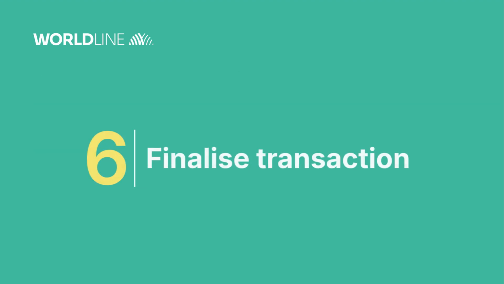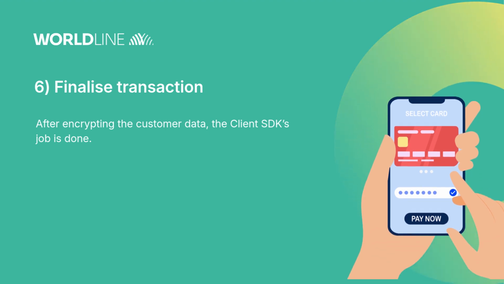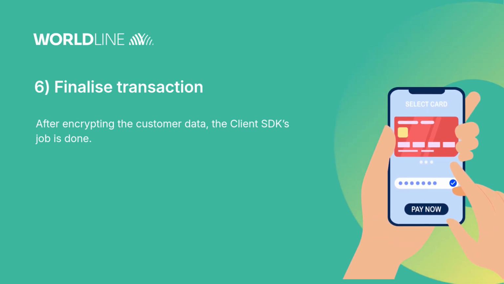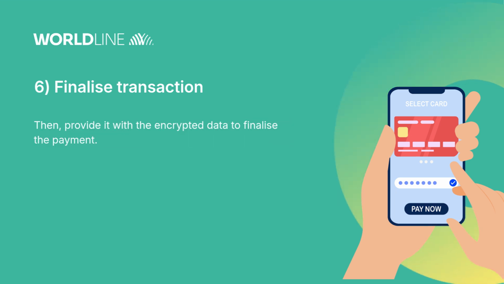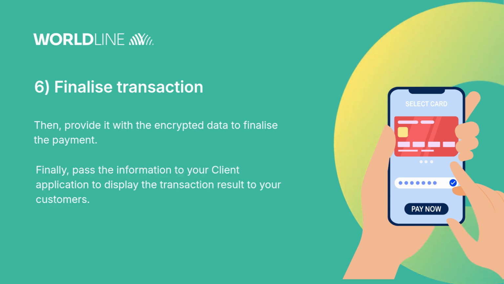Finalize transaction. After encrypting the customer data, the client SDK's job is done. Now send the encrypted object to your server and use it to make a create payment request with the server SDK. Then, provide it with the encrypted data to finalize the payment. Finally, pass the information to your client application to display the transaction result to your customers.